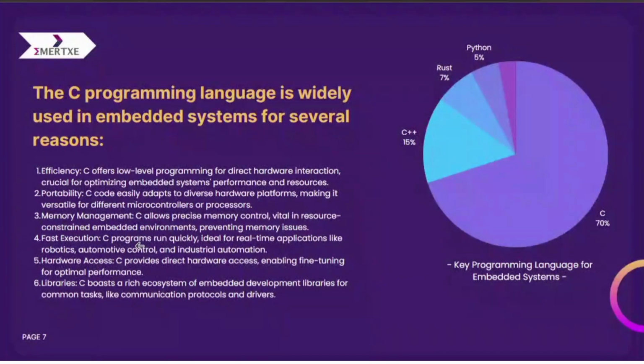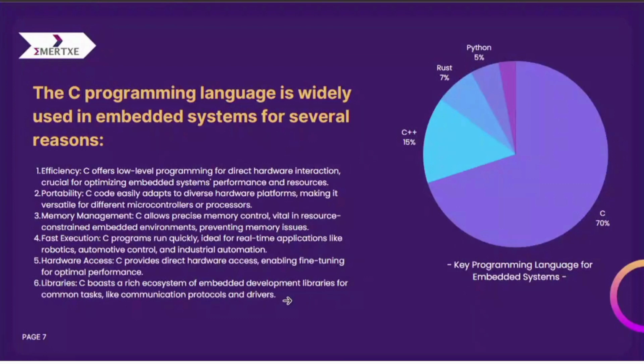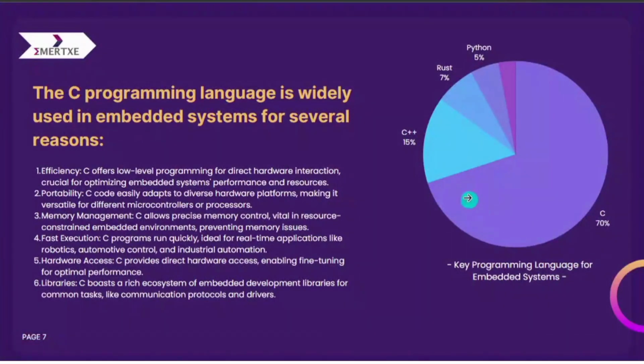Its quick execution speed makes it perfect for time-sensitive tasks such as those found in robotics and automotive control. Additionally, C allows direct access to hardware, empowering developers to fine-tune system behavior. Lastly, it offers a rich range of embedded development libraries, simplifying common tasks and making development easier. And as we can see here on the pie chart with the title Key Programming Languages for Embedded Systems, we can see that C is the most used language in embedded systems, with a percentage of 70.